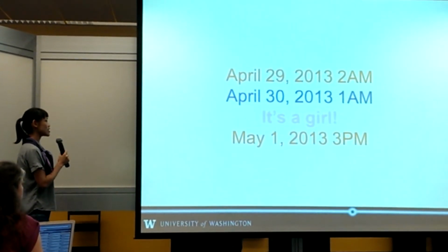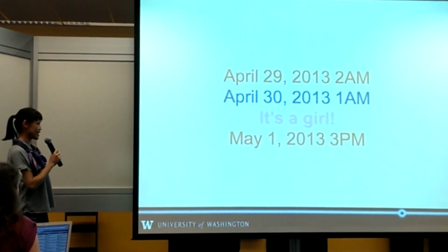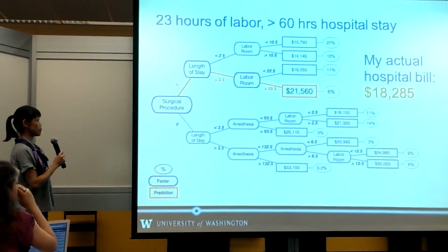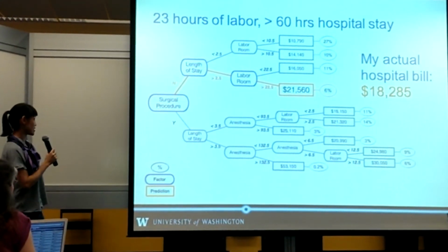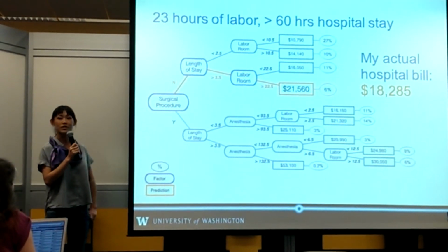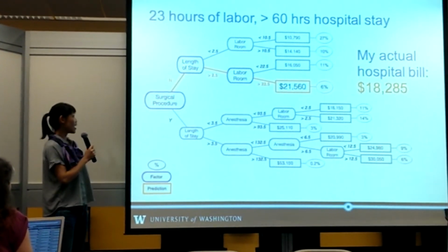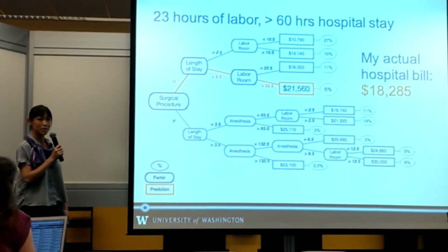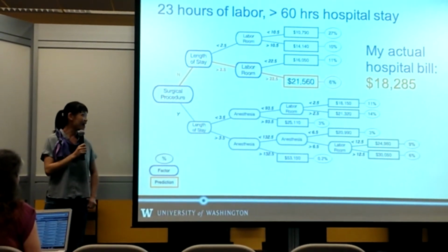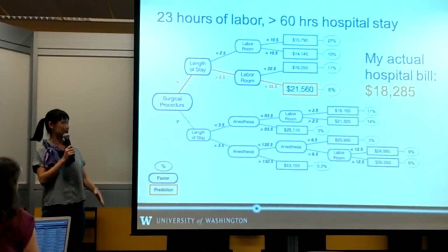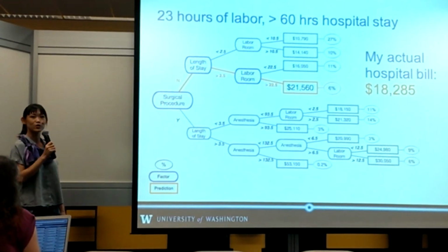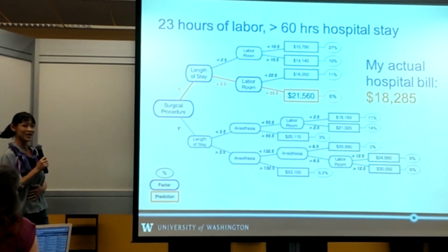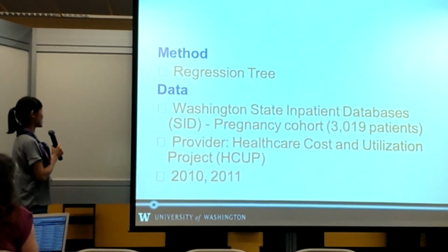And I was discharged on May 1st, 2013 in the afternoon. What that took me to was 23 hours of labor and more than 60 hours of hospitalization. And following my predictive modeling, my decision trees, the predicted price was 21,000 something, and not many people ended up in that category. My actual hospital bill came out to $18,285. And if I had known that, I would feel pretty good about it because I actually saved some money in there.